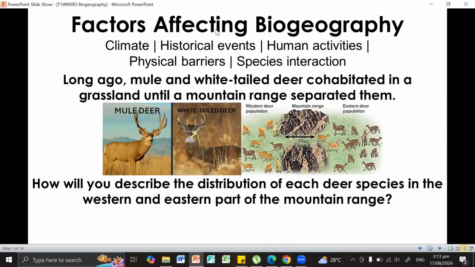Let's proceed to the second one. So let's have a scenario here. Long ago, mule and white-tailed deer cohabitated in a grassland until a mountain range separated them. So when you see a mule deer, it is represented by the golden brown coat. And the white-tailed deer are represented by the ones with brown coat.